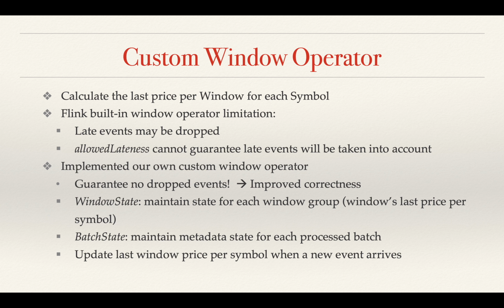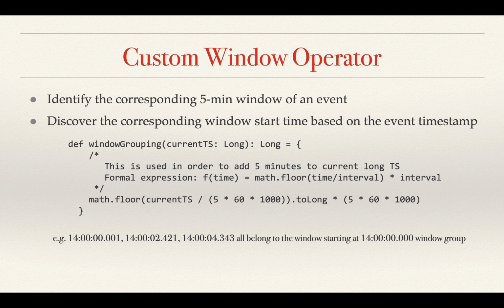We also keep track of the processed batches, whether or not there are unprocessed symbol events in the batch. Now, having our custom window operator, we have to implement the logic to specify in which 5-minute time bucket each incoming event belongs. To do this, we use a simple formula that uses the timestamp of each incoming event to derive the start time of the corresponding time bucket.